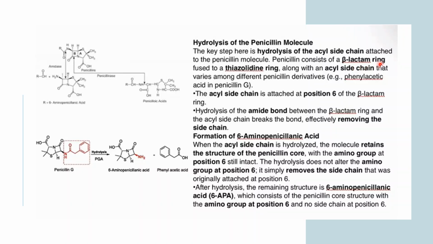Penicillin consists of a beta-lactam ring fused to a thiazolidine ring. So this is the beta-lactam ring which is fused with the thiazolidine ring. This is the thiazolidine ring and this is the beta-lactam ring. So this is how penicillin looks along with an acyl side chain that varies among different penicillin derivatives. There are different penicillin derivatives which contain different types of this side chain. This R will vary for different penicillin categories.